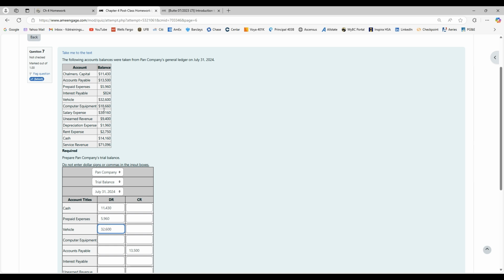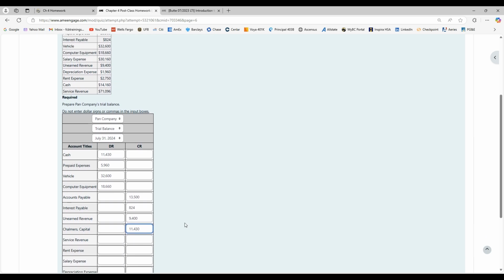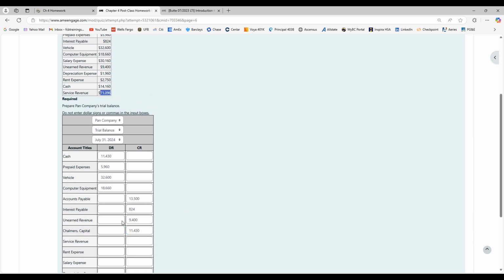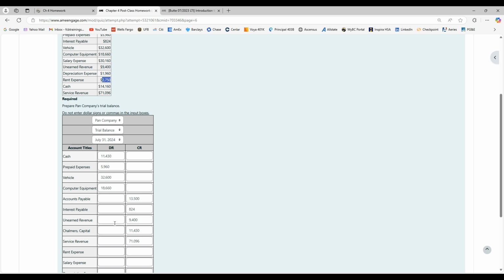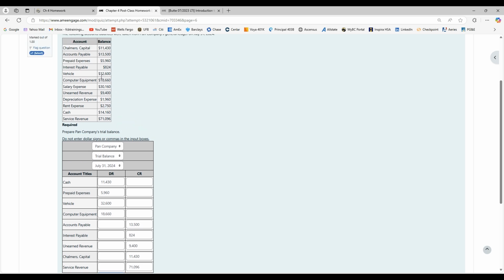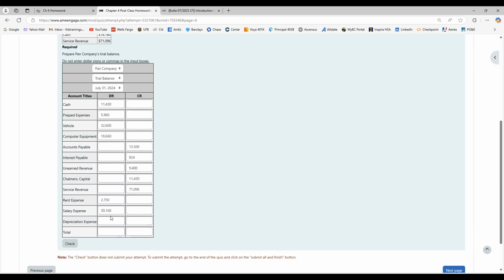Really just organizing everything. These are all of our assets. So a reminder, this is the core concept here in this chapter. All assets with a debit balance. All liabilities with a credit. Let's see, capital. No withdrawals in this problem. I think there was in the last one. Revenue is a credit. And rent expense. Salaries expense. If I can find it. There it is. Depreciation expense. And yeah, good to go.